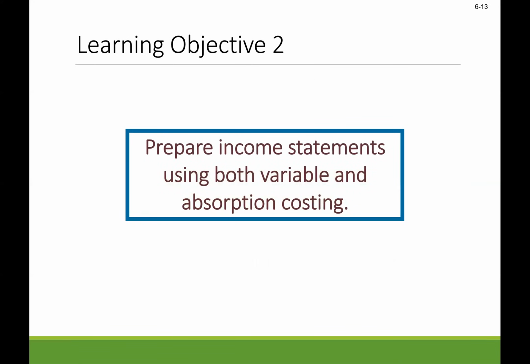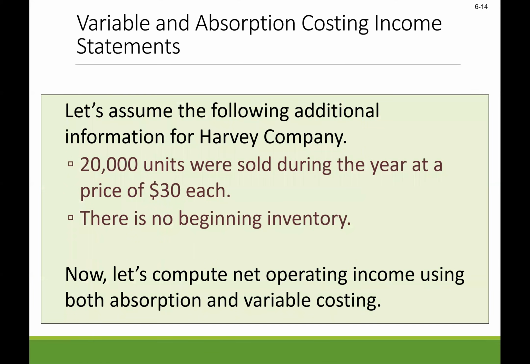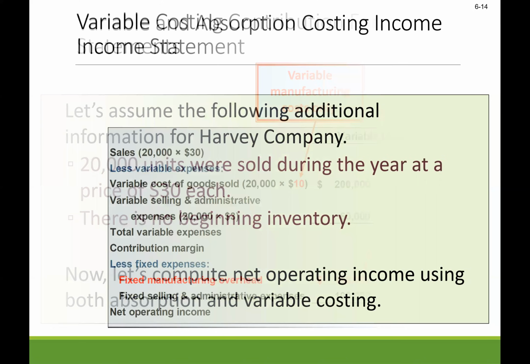Now, how do we go about preparing income statements using variable and absorption costing? Let's assume the following information for Harvey. 20,000 units were sold during the year at $30 each. There's no beginning inventory. We'll compute net operating income using absorption and variable costing.